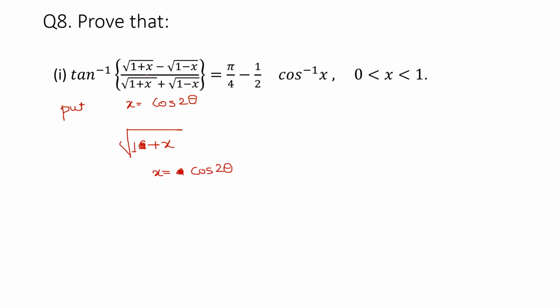Sir, but in the case of root a plus x by a minus x only, we should put cos 2 theta, right? Okay, try to understand the logic behind this. If we have this expression, then we can't put a sine theta. We can't put tan theta because there is no square. That identity will not form.